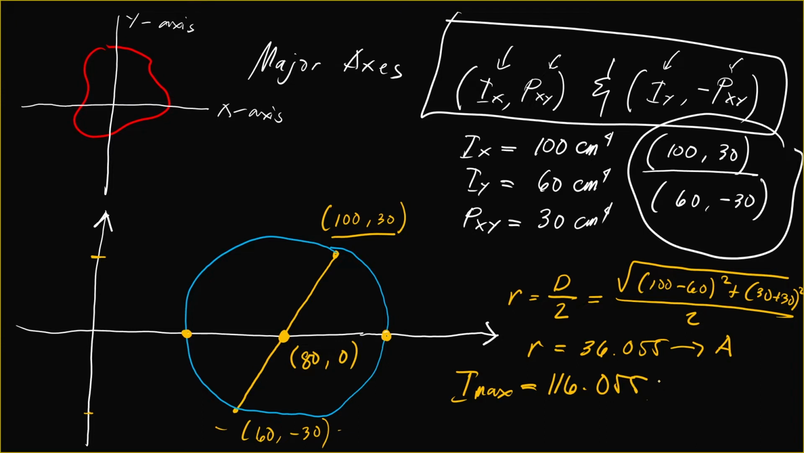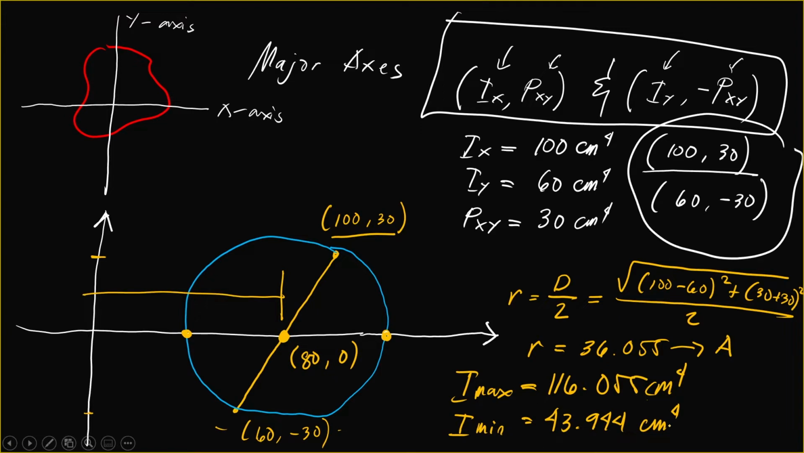Final answer naman niya. Pwede na niyo iguan. This is in centimeter raised to 4. How about the I min? It minimum naman, this is 80 again, tas ima-minus mo ang distance from this point to this point, di ba? Ini nga distance, ima-minus mo yan. And that is 80 minus 43.944, that is 36.056. Okay?